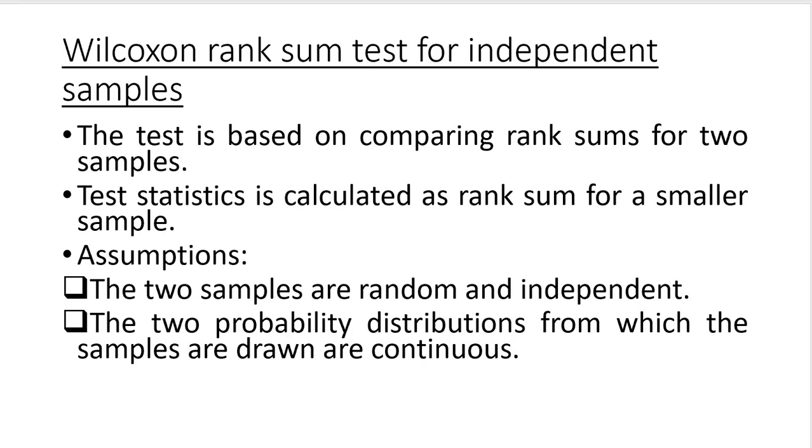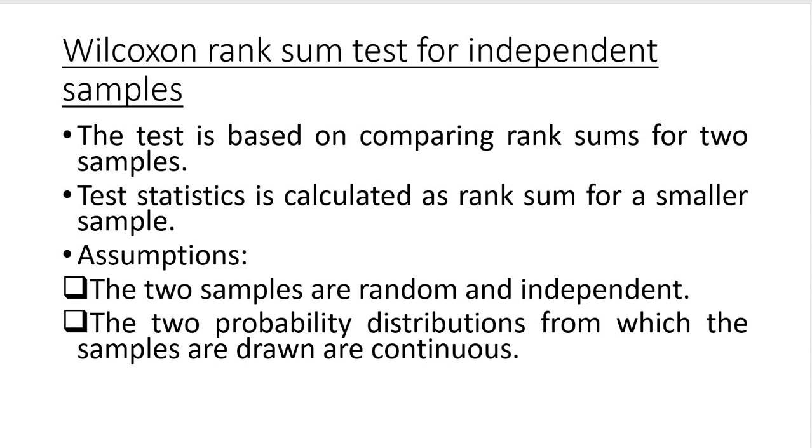So the general idea behind this test is that you assign the ranks to each value in two subsamples, while the ranks are calculated as for two samples being combined. Test statistic is calculated as rank sum for a smaller sample. This is important. And there are two assumptions to be fulfilled.